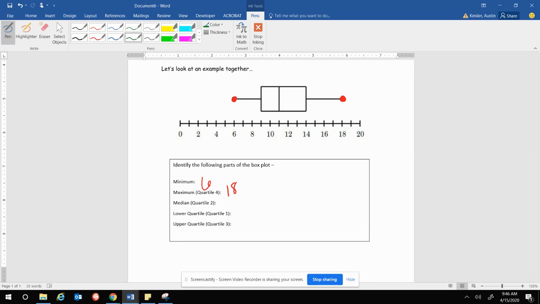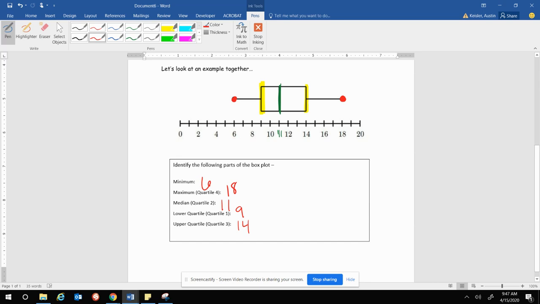The median is always the middle number, so that would just make sense that it's right here in the middle of our box. And if I continue that line down, that's going to be at 11 right there. So the median is 11, aka the second quartile. The lower quartile, or quartile 1, is at the left side of our box. So if I look down here, that would be at 9. And our upper quartile is this side of the box, and that's going to be even with 14.